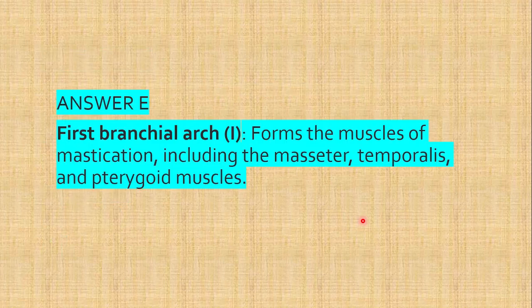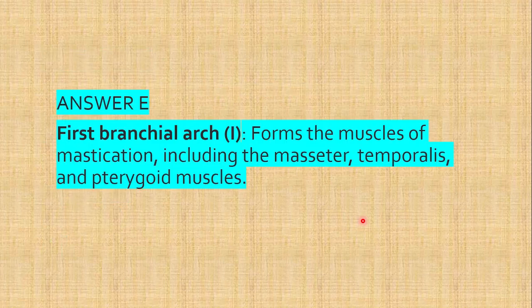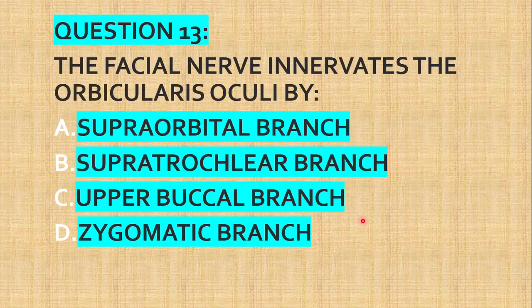The answer to this question is option E, the first branchial arc. So the first branchial arc, okay, gives rise to the muscles of mastication. So the answer is the first branchial arch, not the fourth and fifth, not the second, not the first and third, not the first and second, but just the first branchial arch. So it forms the muscles of mastication, including the masseter, the temporalis, the pterygoid, and all the muscles of mastication.